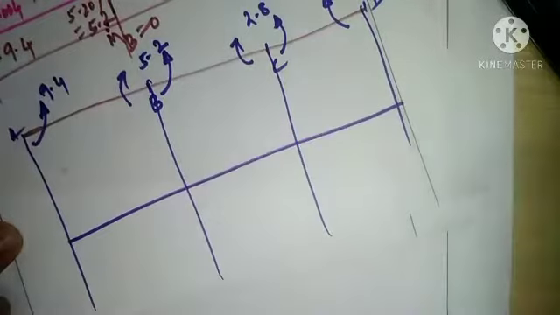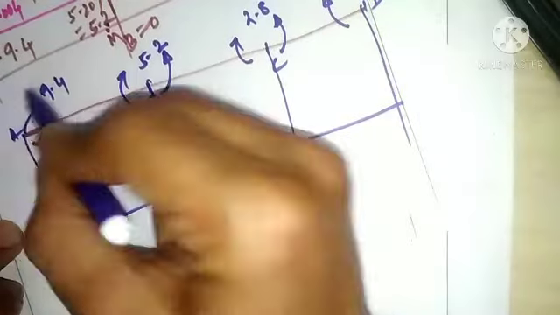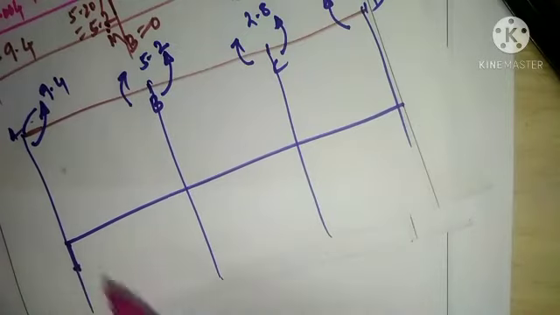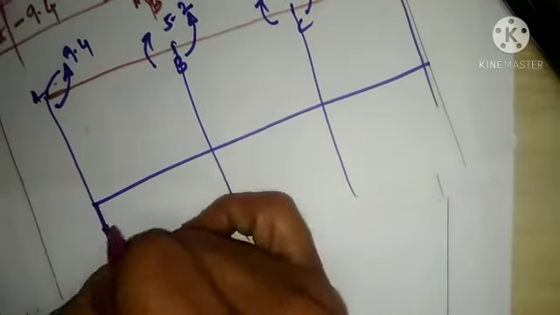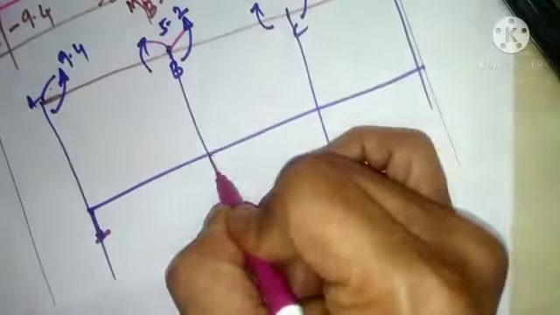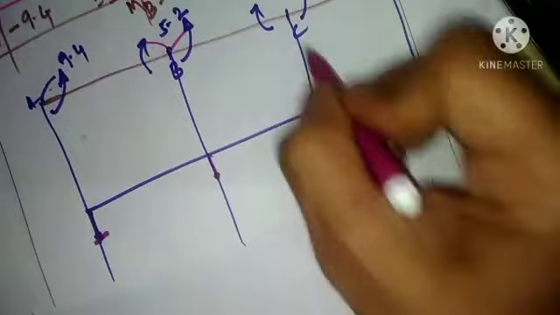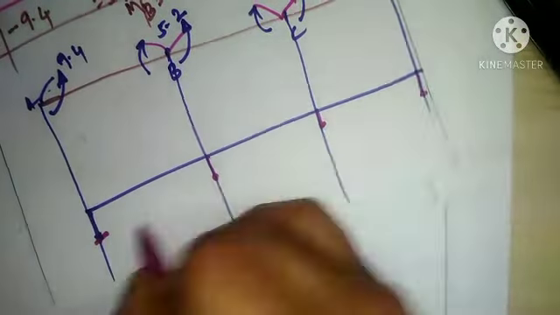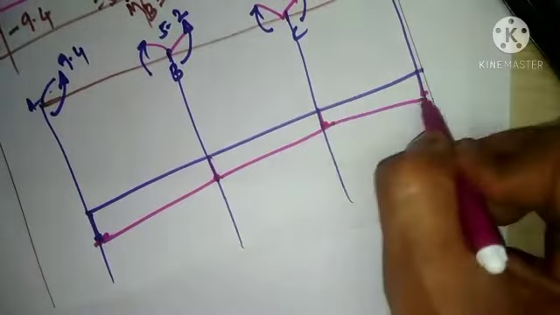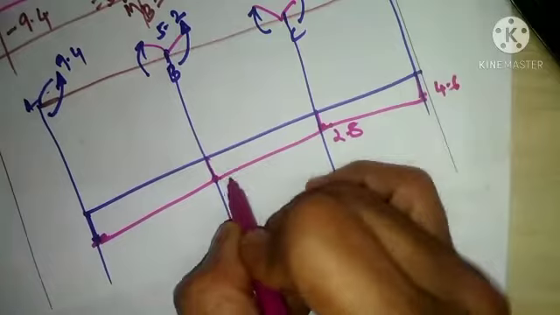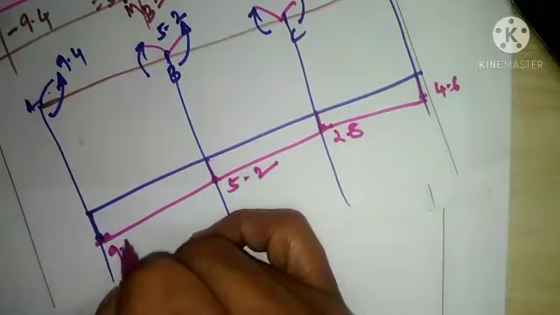So draw this particular line. As it moves upward, it hogs, 9.4 will come below. 9.4 shall be represented below. This both will hog, so again 5.2 will come below. 2.8 shall also hog, so it will come below. 4.6 will be here. So this is the bending moment diagram, which is 4.6, 2.8, 5.2 and 9.4.